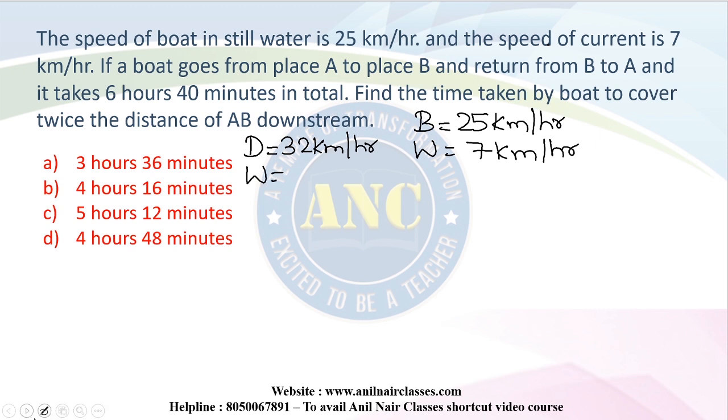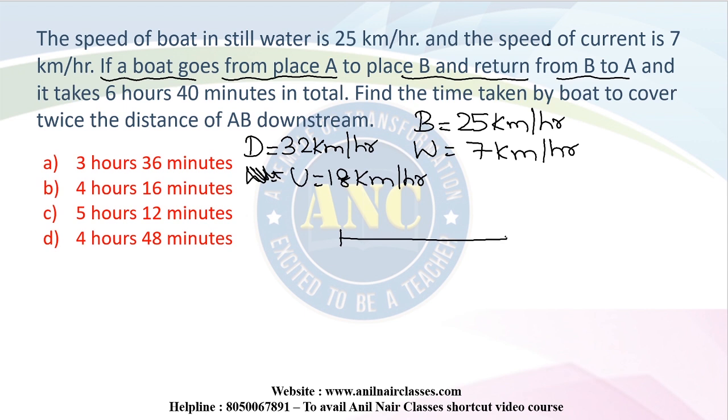So it is D we calculated and we can also calculate upstream speed. Upstream speed is nothing but U. So U is nothing but 25 minus 7. It is 18 kilometers per hour. This can be calculated very easily from the first statement what is given. Now read the next statement. If a boat goes from place A to B and returns from B to A, that means a boat is traveling from A to B and it is returning from B to A once again.